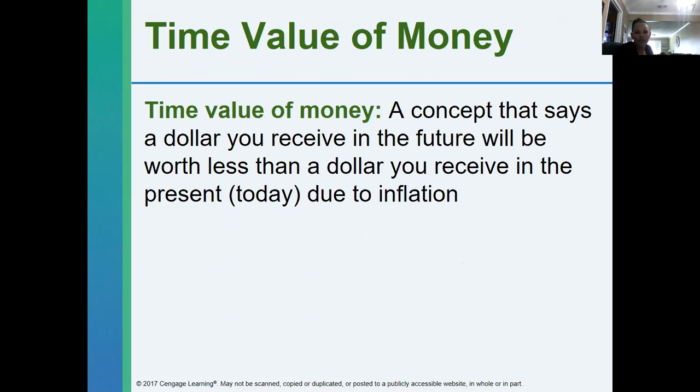Okay, time value of money. This is a definition from your book. It is a concept that says a dollar you receive in the future will be worth less than a dollar you receive in the present due to inflation. So if you lend your friend $20 and they say, I will pay you back in a year, you're getting $20 back, but the value of that $20 is less. You'll be able to buy less for $20 in a year than you could buy today because of inflation.